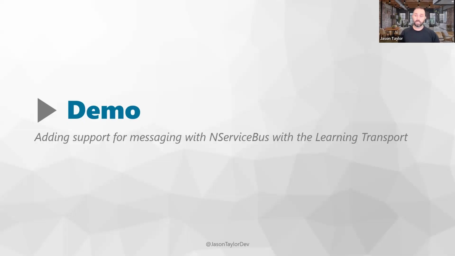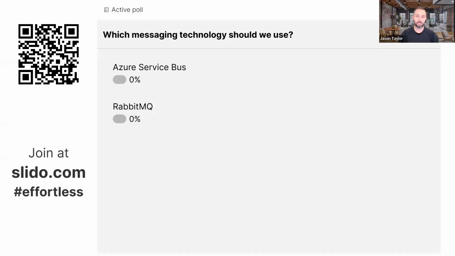So now we've seen messaging using the learning transport just to keep things simple, but it's not something we'd actually deploy to production. So before we move on, let's decide together which messaging technology we'll use next. Would you like to use Azure Service Bus or RabbitMQ?